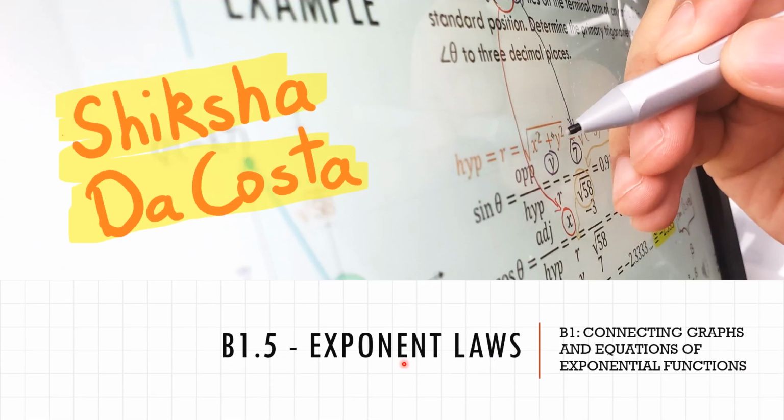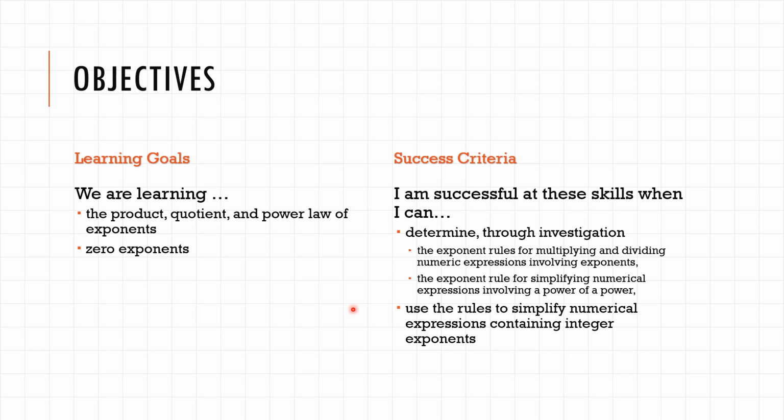Today we're going to learn about exponent laws as part of our unit on connecting the graphs and equations of exponential functions. We're going to learn about the product, the quotient, and the power law of exponents, as well as a little bit about zero exponents. You know that you are successful if you have determined through an investigation the exponent rules for multiplying and dividing powers, and the exponent rule for simplifying powers that have a power of a power in them. And also when you can use the rules you have determined to take numerical expressions that have integer exponents and simplify them.